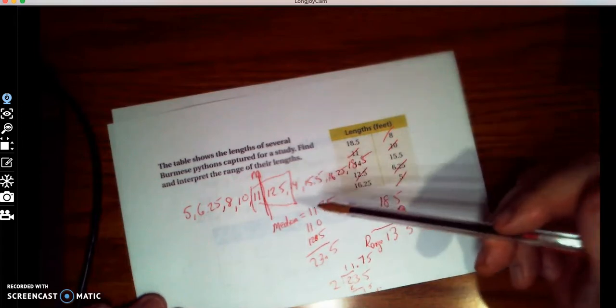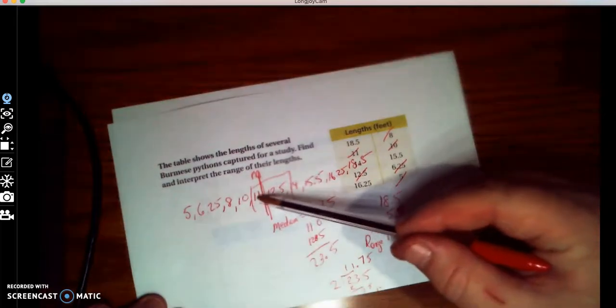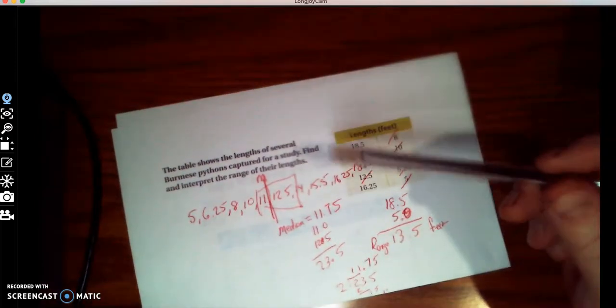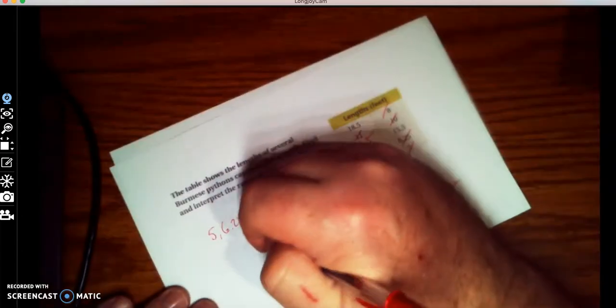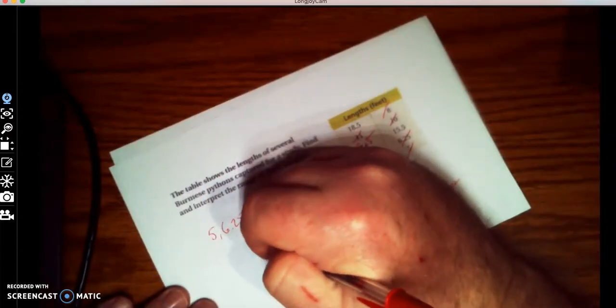So in order to find our first quartile, we got to find the middle number of our data values in the lower half, which is 5 values. We got 5 values down there, so what's our middle value? 8. 8 would be our first quartile. So we can put a first Q right there.